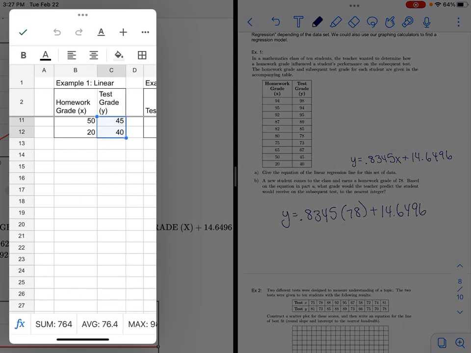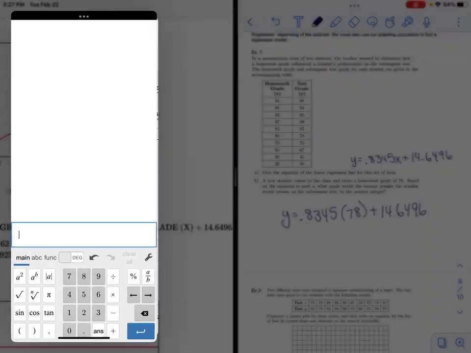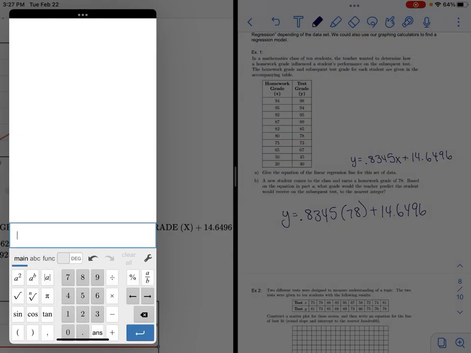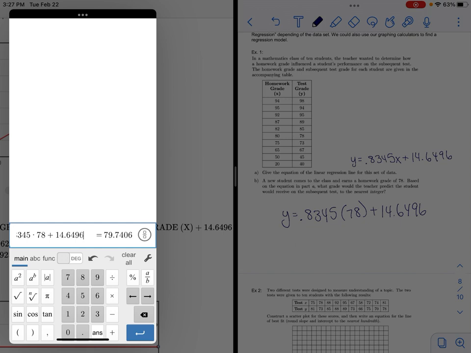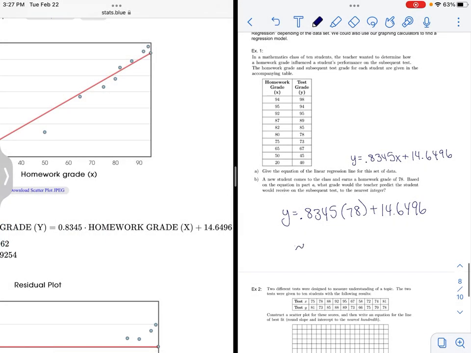Okay, so this just means that I can take 0.8345, multiply that by 78, and then if I add 14.6496 to that, I get the student's final score. Rounding to the nearest whole number or integer, we have about 80% that the student will get on the test.